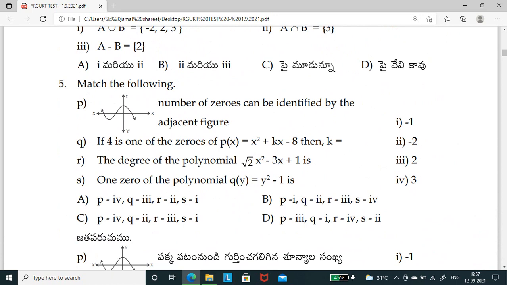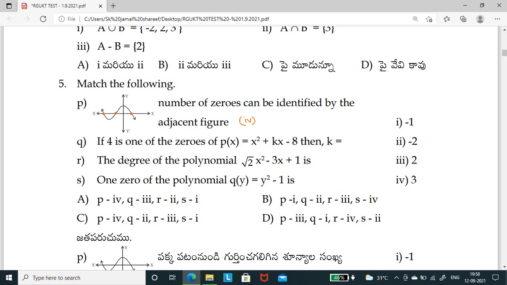Next, match the following. So here one more type of matching is given. The number of zeros can be identified by the adjacent figure. If you observe, how can you identify the number of zeros? My curve, how many times does it intersect the x-axis? It is intersecting the x-axis at 3 points, hence its answer is 4. Next, if 4 is one of the zeros of p of x is equal to x square plus kx minus 8, then what is the value of k?